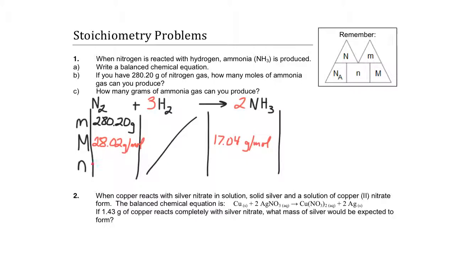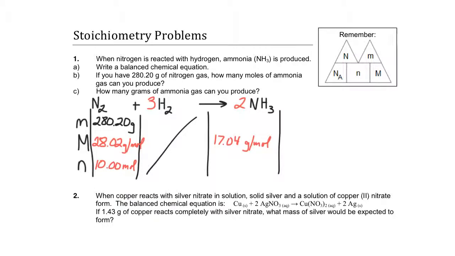I'm going to calculate number of moles of nitrogen. So remember, number of moles is mass divided by molar mass. So I'm going to take my mass, divide by the molar mass, and I will get my number of moles. So in this example, I'm reacting 10 moles of nitrogen.